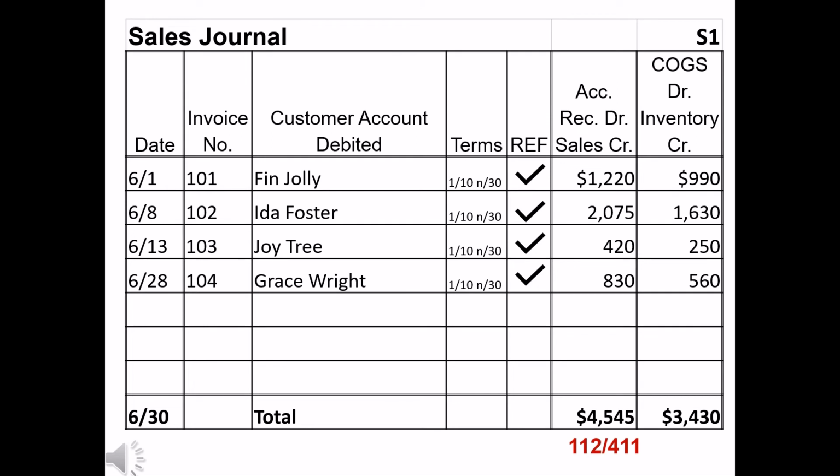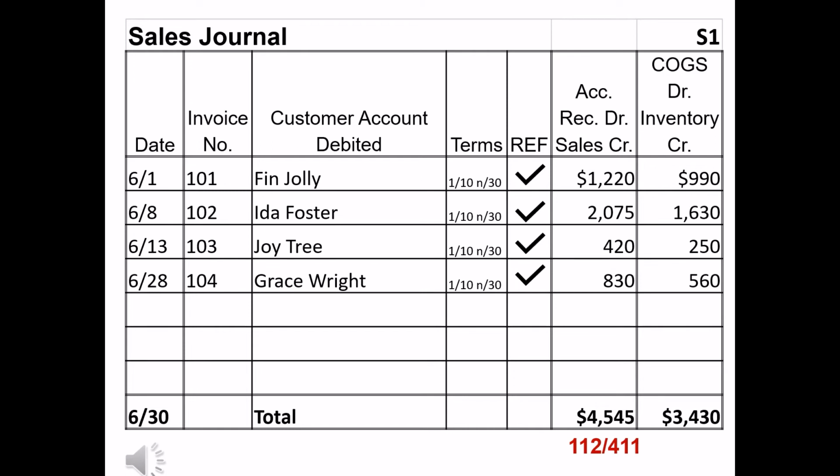Once we've posted those amounts to our general ledger accounts, we will make that reference on our sales journal right underneath the total number. So under 4,545, we will enter the two account numbers on our account ledger, 112 and 411.